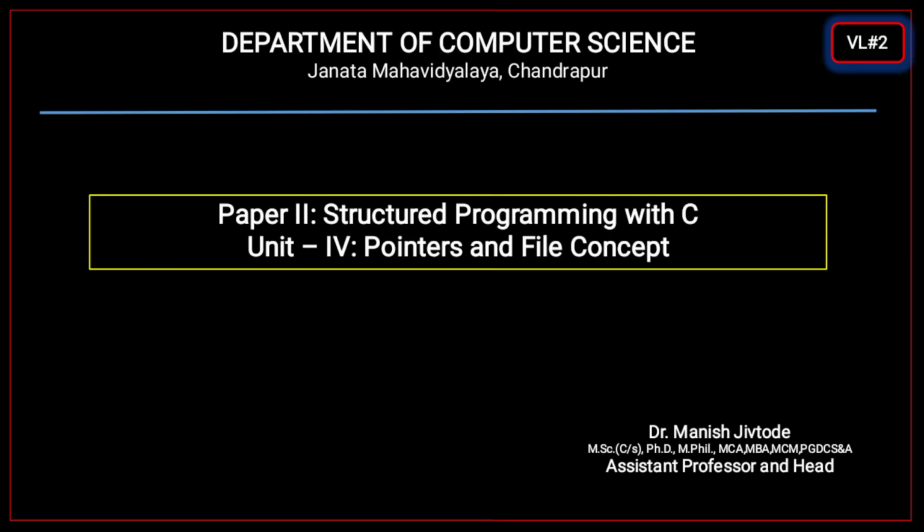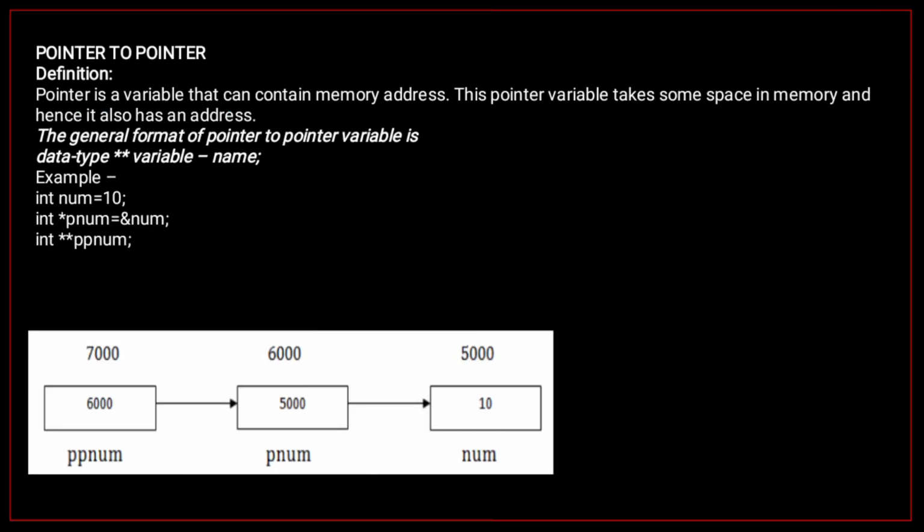Topic is pointer to pointer. A pointer is a variable that can contain a memory address. This pointer variable takes some space in memory and hence it also has an address. We can store the address of a pointer variable in some other variable, known as a pointer to pointer variable. A pointer to pointer variable is used while passing a pointer variable to functions.